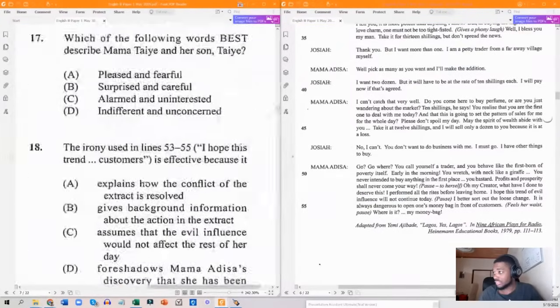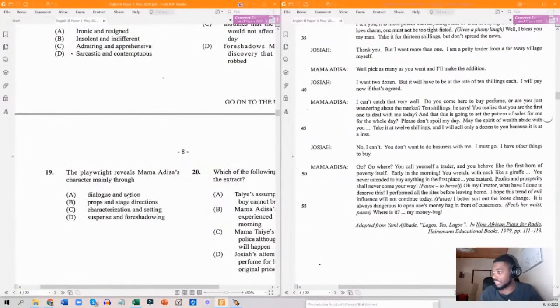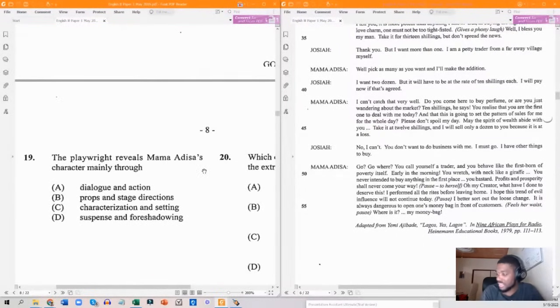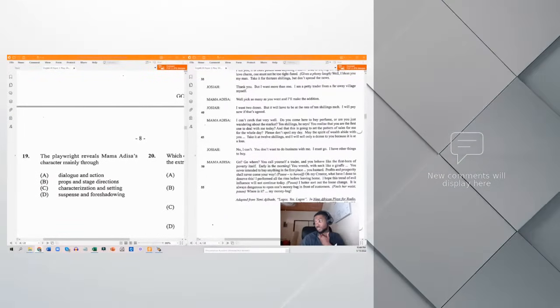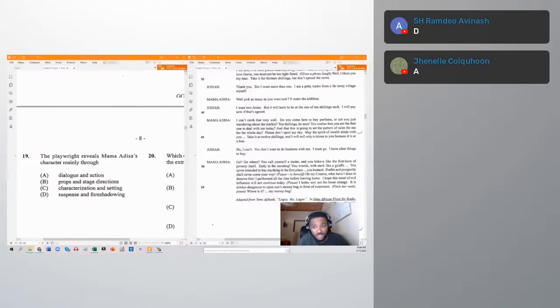All right, so we're on to number 19. Where's 19? Oh, here we are. Almost done with this passage. The playwright reveals Mama Adisa's character mainly through what? How does the playwright reveal Mama Adisa's character? So please send in your answers for 19. And this one is a dead giveaway. There can only be one right answer.